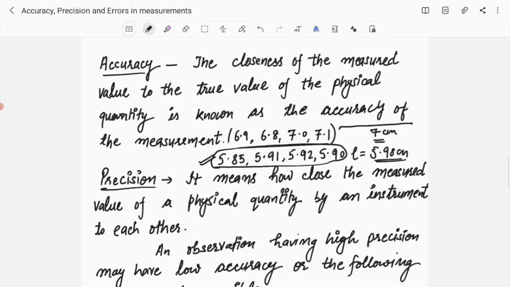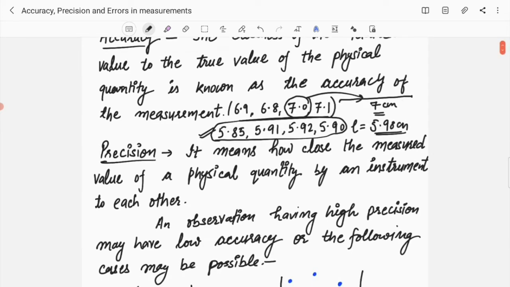This is called accuracy: when we are measuring something and our observed values are very close to the true value of the physical quantity, then we can say that our result is accurate. And the value which is exactly equal or very near to the true value of the physical quantity will be the most accurate measurement. Like in the first example, this one is the most accurate measurement because it is exactly equal to the true value.